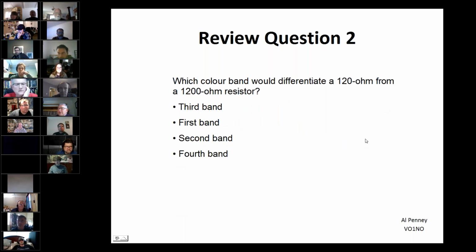What color band would differentiate a 120 ohm resistor from a 1200 ohm resistor? Most people are saying A, and it is indeed the third band. The third band, of course, is the multiplier.